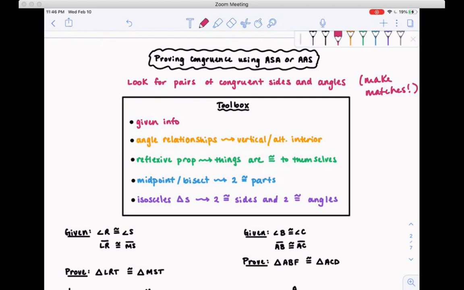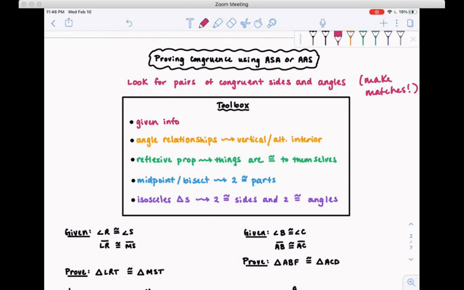Okay. And in our toolbox, we have some things we can use to make the matches. So we might make matches from given information. We might just be given some matches, in which case we can just put those directly into the proof. Or we might be given information that allows us to then make a match from that information. We can use angle relationships like vertical angles or alternate interior. We can use the reflexive property, which says that things are congruent to themselves.